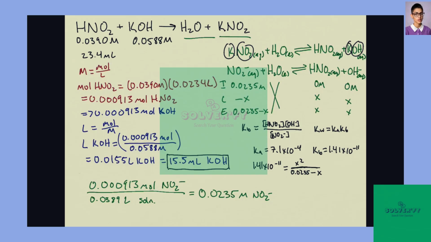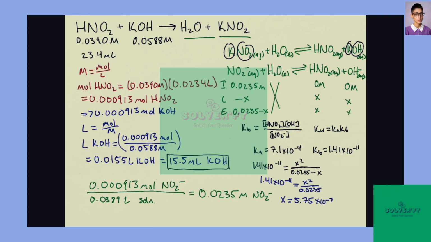In order to make solving for X a little bit easier, let's make the assumption that X is so small that subtracting it from 0.0235 here is not going to make a difference. We can make this assumption as long as we check it at the end to make sure it was valid. So if we make that assumption, then we have 1.41 times 10 to the negative 11th is equal to X squared over 0.0235. Solving for X, we get that X is equal to 5.75 times 10 to the negative 7th.